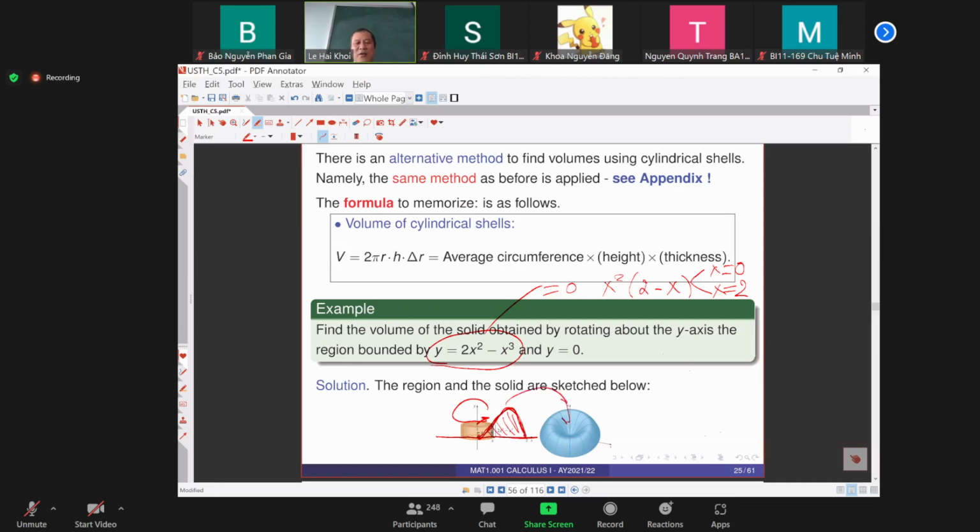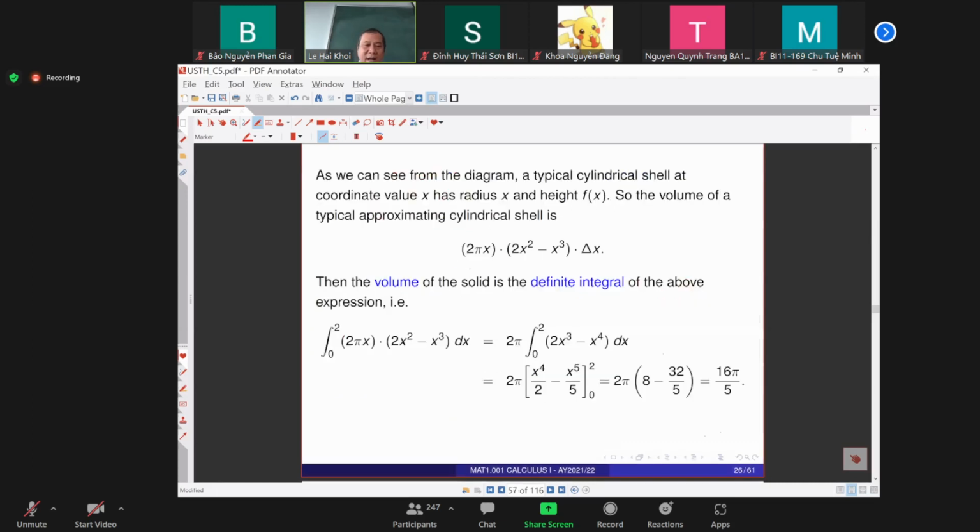Looks like a cigarette ashtray, right? Something like that. So you need to compute the area of that ashtray. Okay, so then 2 pi x, height, thickness, integrand from 0 to 2, you get 16 pi over 5, which is your answer.